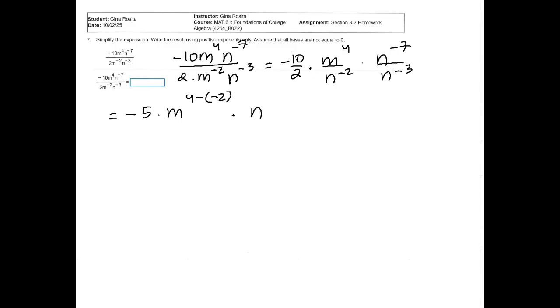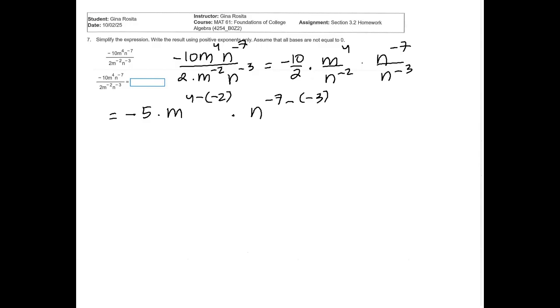So it becomes negative 10 over 2 times m to the 4th over m to the negative 2 times n to the negative 7 over n to the negative 3. So the answer becomes negative 10 divided by 2 is negative 5. Times, use the quotient rule. So m to the 4th minus, use the parenthesis because it is a negative number, negative 2. Times n to the negative 7 minus, use the parenthesis, negative 3.